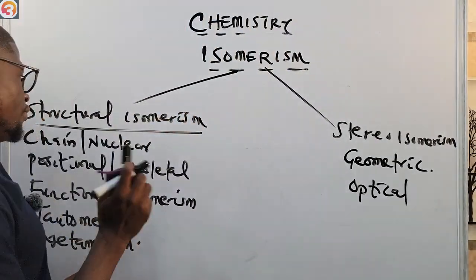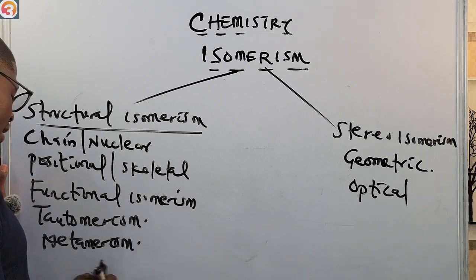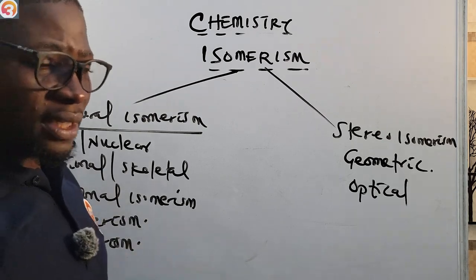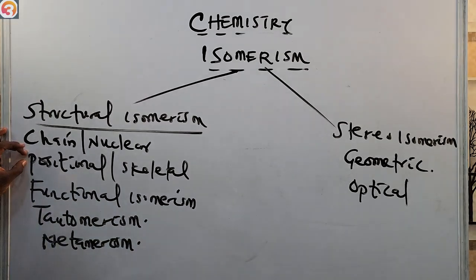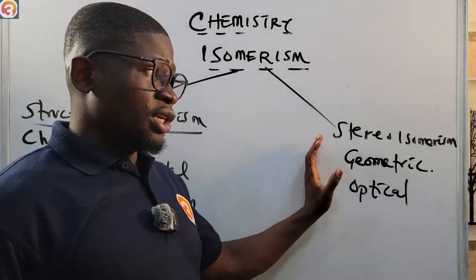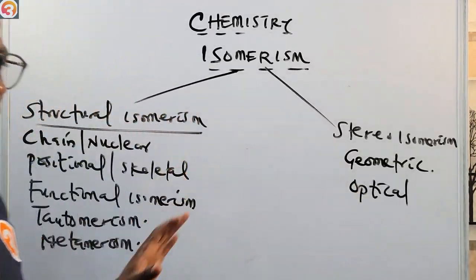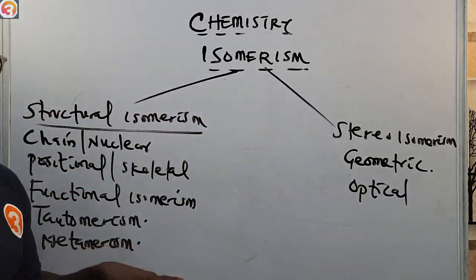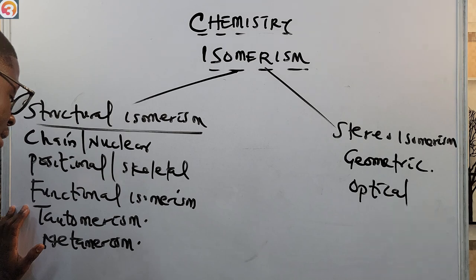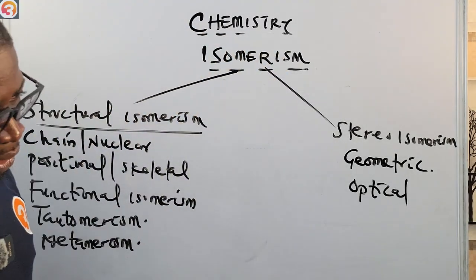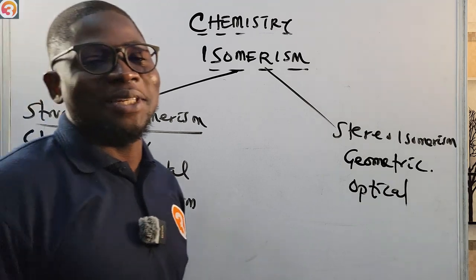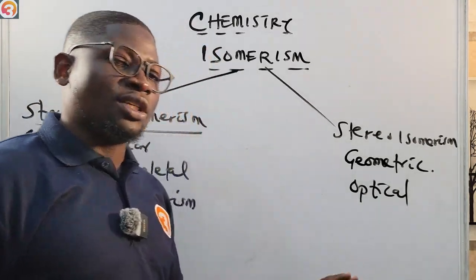For structural isomerism, I will not talk about tautomerism and metamerism. I think it's beyond the scope of this class. But we are going to look at these 3: the chain, the positional, and the functional isomerism. Then for the stereo we'll talk about the geometric and the optical because they are in the scope of this class. For tautomerism and metamerism, you can read them in a book, and maybe I'll throw a little more light on it later, but it is beyond the scope of this class.